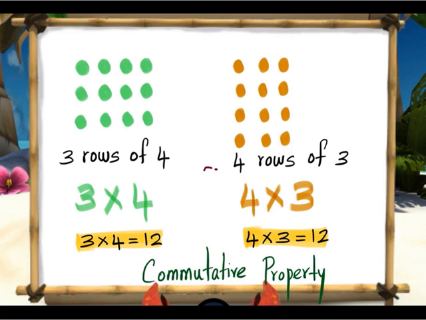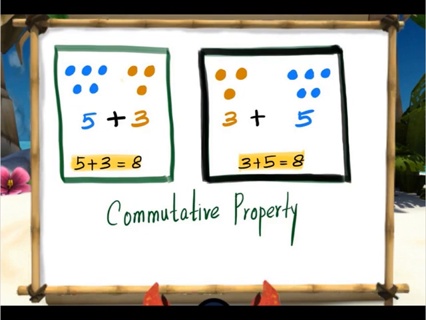If you see the total, 3 times 4 is also 12. And 4 times 3 is also 12. So, even if you change the order of the factors, the answer is going to be the same. That means the product is going to be the same. So, this is called the commutative property of multiplication.